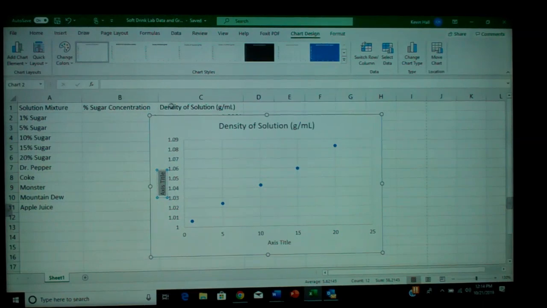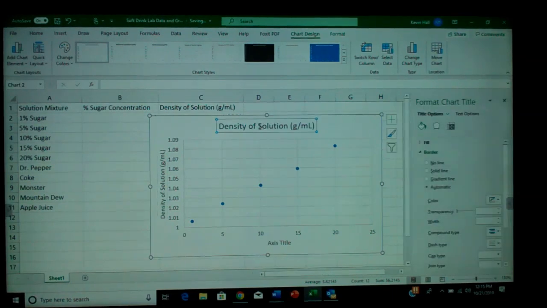Take the hint. Density of solution. So, we'll call it density of solution, and hopefully you all make sure and put your units. Those are important. You catch that, okay? Y is the y-axis, the same as the actual title of the graph. That's a great point. So let's change that.